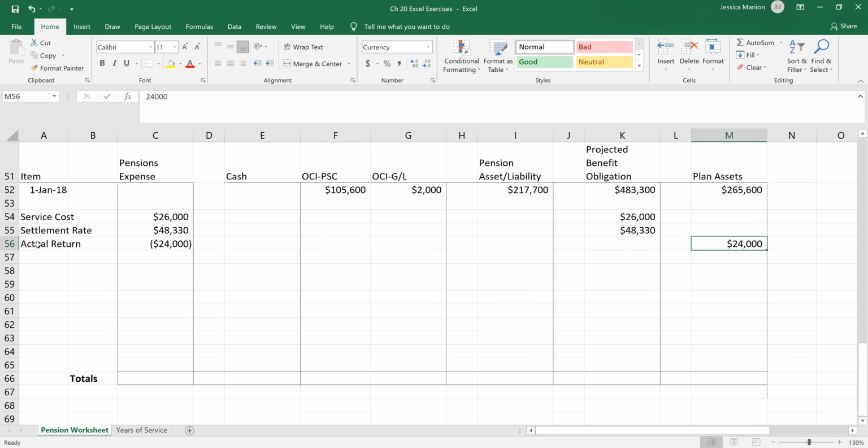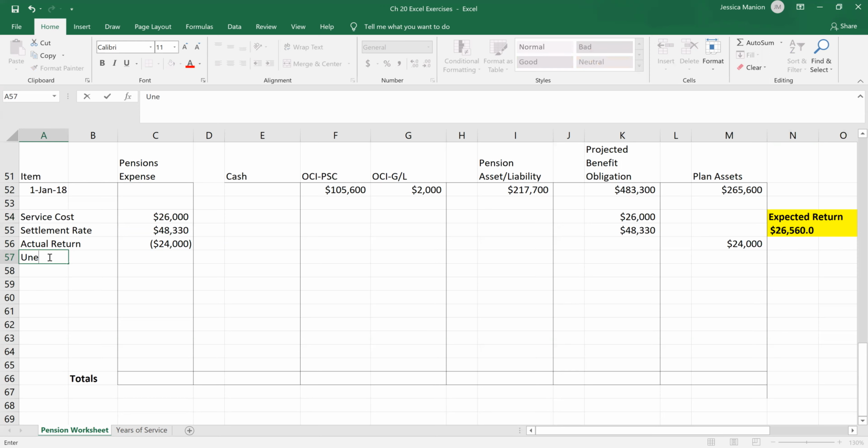But let's look at what we expected. Let's look at our expected return, because remember, any gain or loss is the difference between the actual return and expected return. So expected return equals 265,600 times 10%. So expected return was 26,560. And again, we had actual return of 24,000. The difference between those two is our unexpected loss. So we've got unexpected loss.